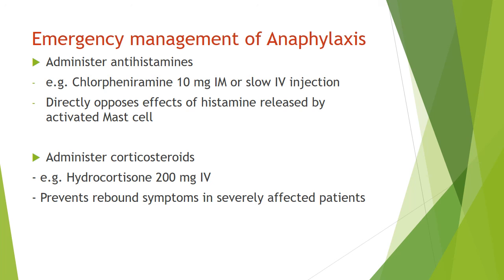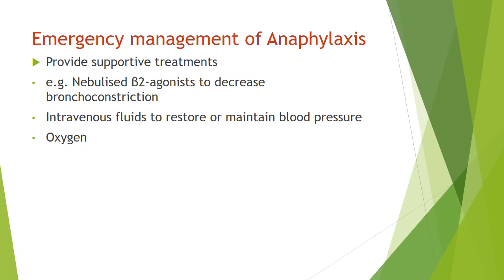It prevents the rebound symptoms in severely affected patients, and you should provide supportive treatment. Because there is bronchoconstriction, give nebulized beta-2 agonists like salbutamol, give intravenous fluids to restore or maintain blood pressure, and give oxygen. So there are 5 main things: adrenaline, antihistamine, corticosteroid, beta-2 agonist, and oxygen. These are a must if you have to save the life of a patient in anaphylaxis.